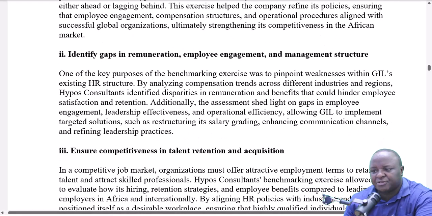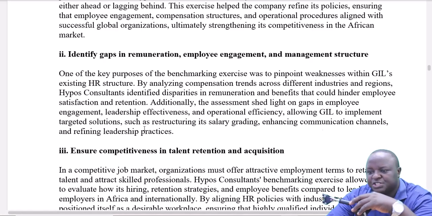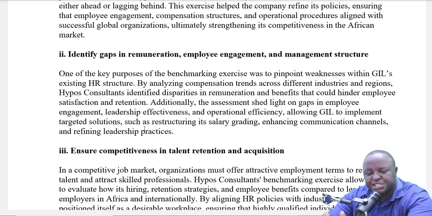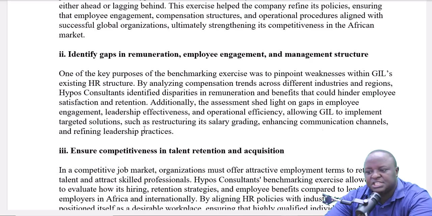Second justification is that it needed to identify the gaps in remuneration, employee engagement, and management structure. So one of the key purposes of the benchmarking exercise was to pinpoint the weaknesses within GIL's existing HR structure. So by analyzing compensation trends across different industries and regions, HIPO's consultant identified disparities in remuneration and benefits that could hinder employee satisfaction and retention.